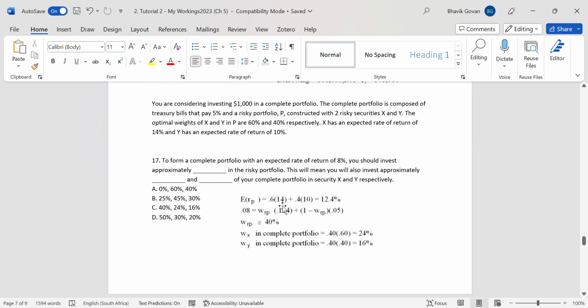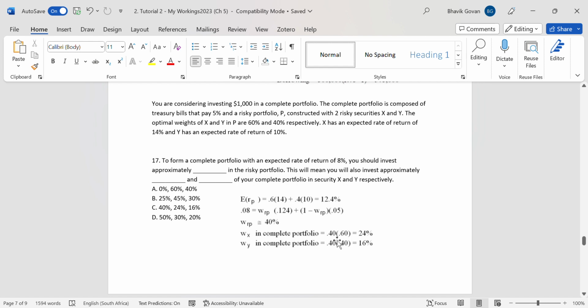So the expected return is 0.6 times 14% plus 0.4 times 10%, and we'll get an expected return of 12.4%. We're calculating the weight in the risky portfolio. So we're expecting an 8% return, which is equal to the weight of the risky portfolio times 12.4% plus 1 minus the weight in the risky portfolio times your risk-free rate of 5%, and solve for WRP, and you should get approximately 40%. And then we use this to calculate the weight in X and the weight in Y.